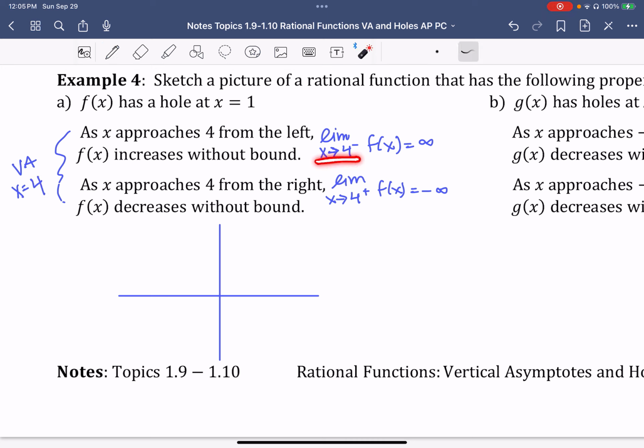How did I know that? Because they said as x approaches 4, and it was a positive 4 from the left and the right. So I'm going to start by plotting my vertical asymptote. Let's say this is positive 4. Okay.